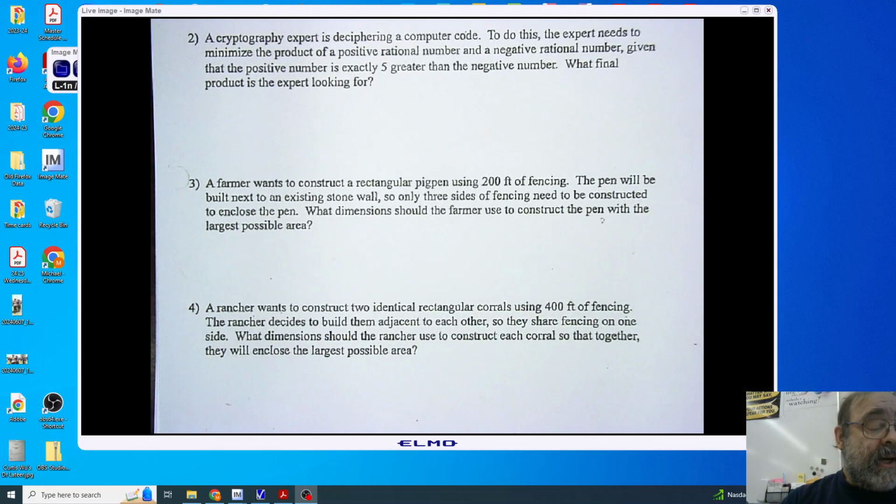Now notice that 3 and 4 are almost identical, so just be aware of that. They are very close to each other.